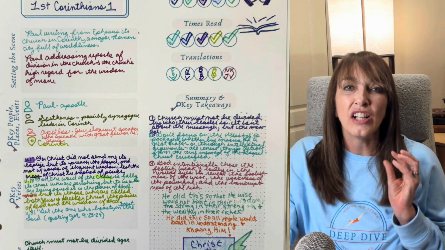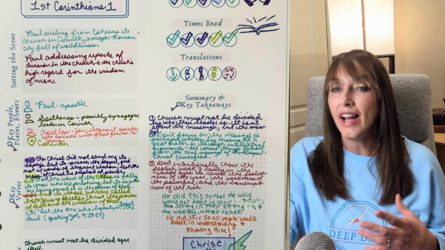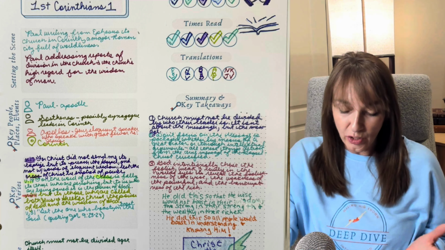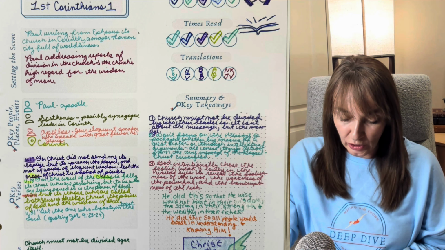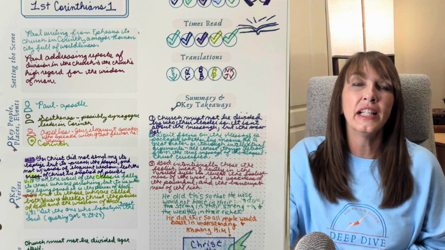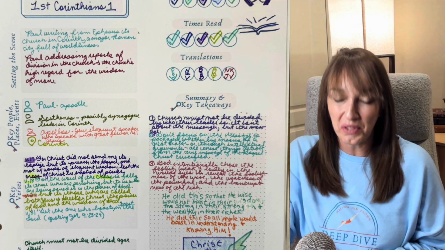And then as a last step, you can read from a paraphrase like the Message. I don't usually do that. You can see that I also read from the BSB, which is more of a literal, the Amplified, which I really like because it kind of does a Greek or Hebrew word study for you right there in the text. And then I ended up with the New King James Version.